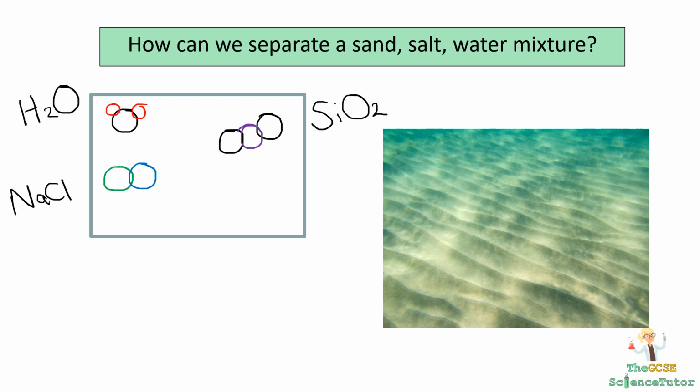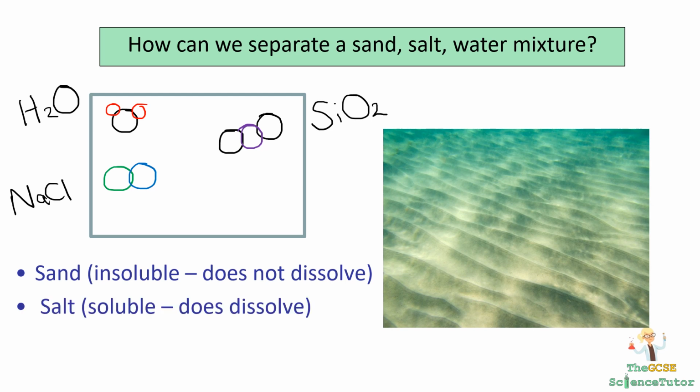So let's look at some characteristics of these chemicals. Sand is insoluble. That means it does not dissolve in water. Salt, however, is soluble and will dissolve.